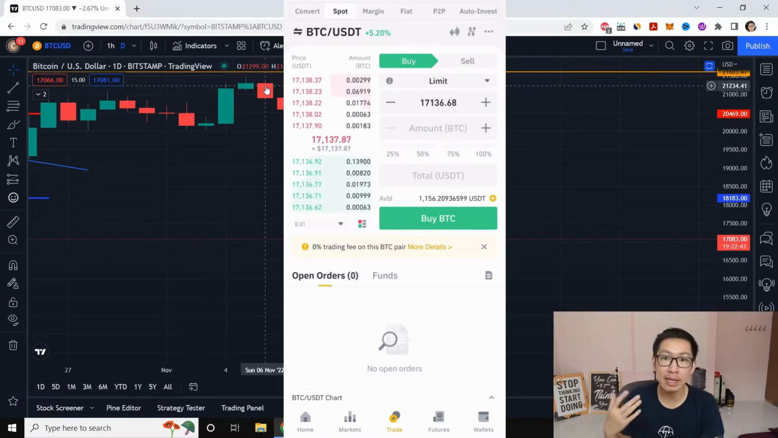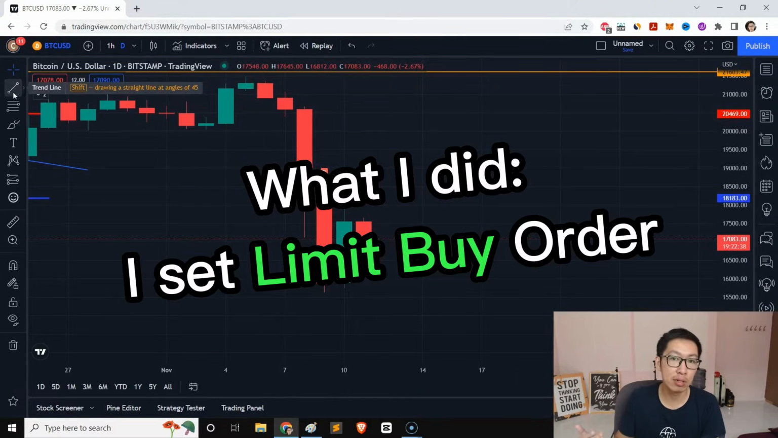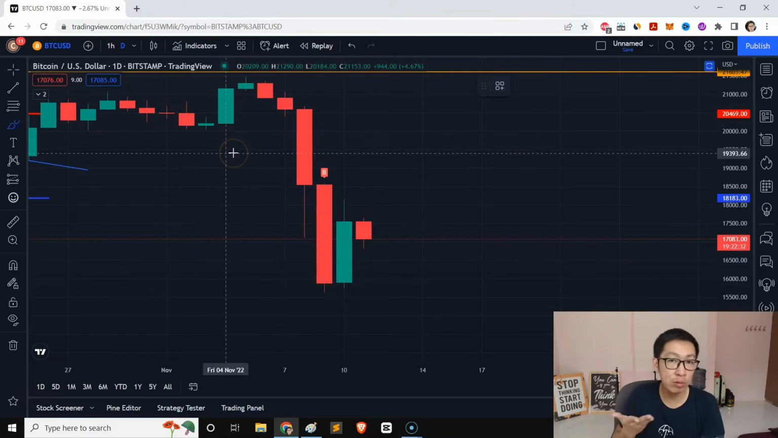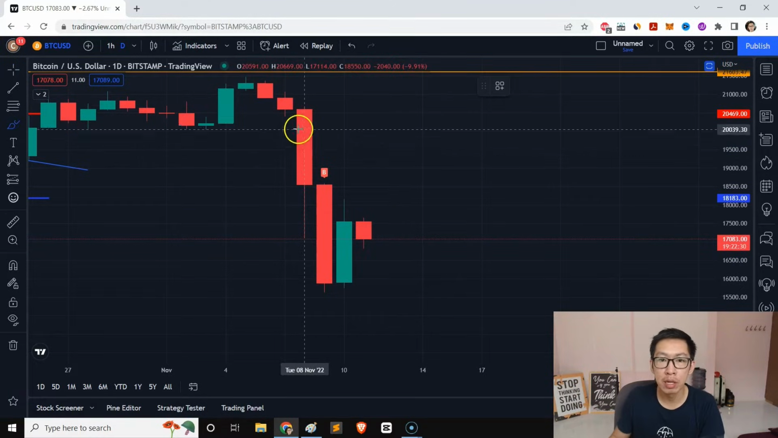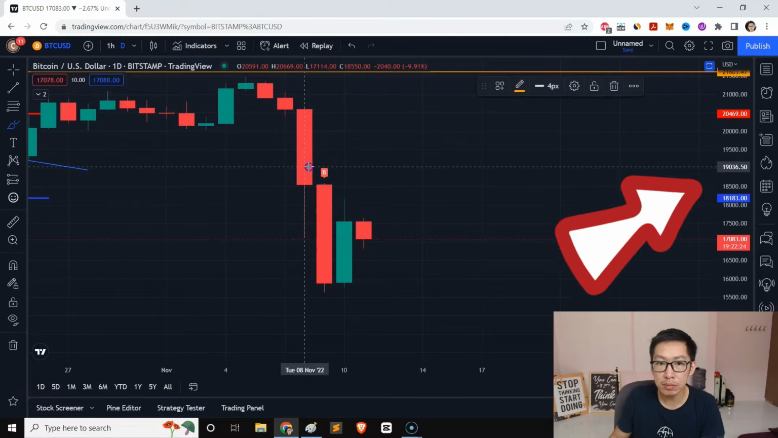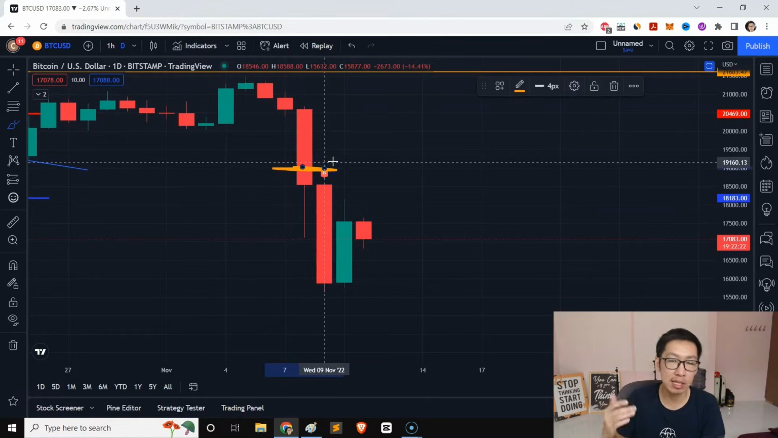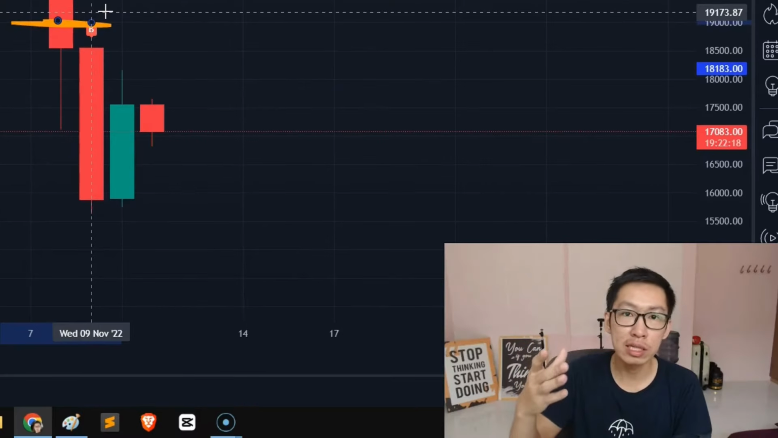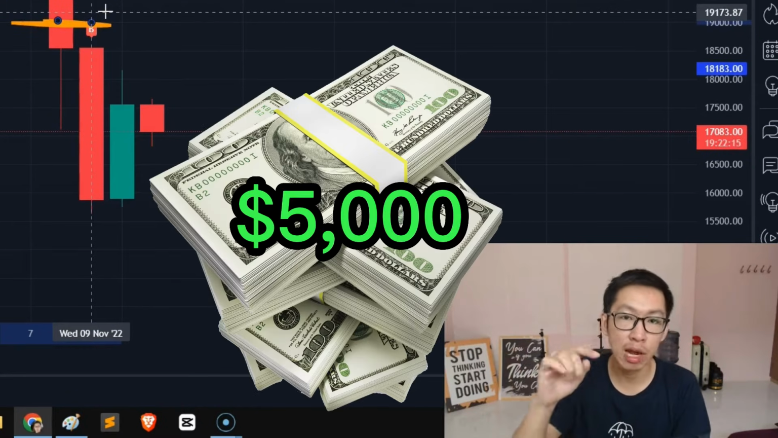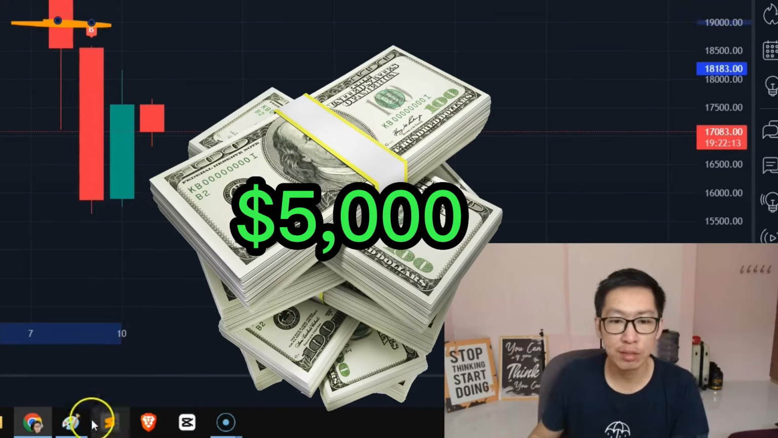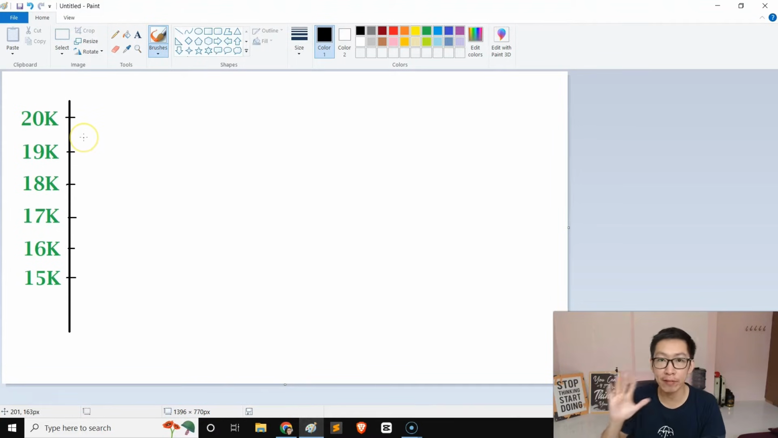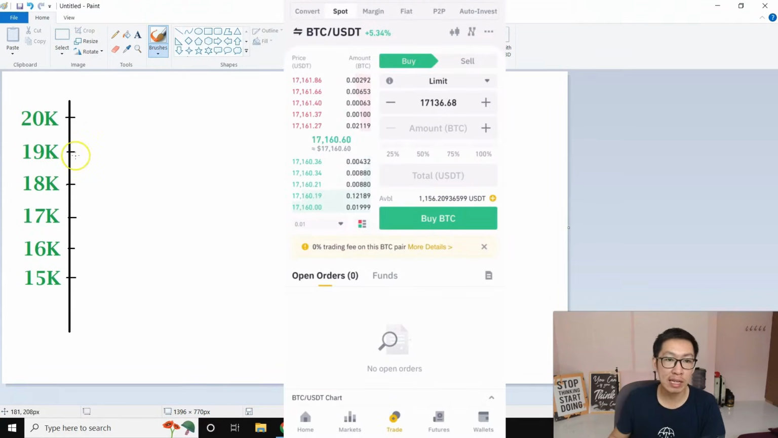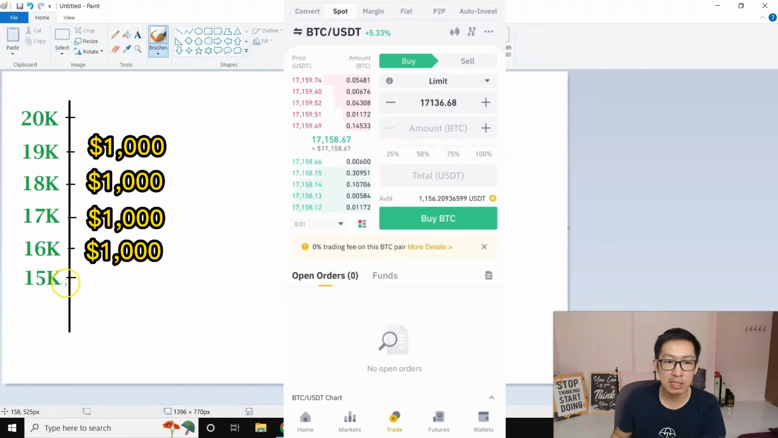So what I did is that I set a buy order, okay, a limit buy order. I told Binance that I want to buy Bitcoin if it dropped to 19k, you can see here, 19k, I will set a buy order. So let's say I have $5,000 cash, I will put $1,000 per 1,000 drop. I will set a limit buy order at 19k, 18k, 17k, 16k, and 15k in case it dropped to 15k.